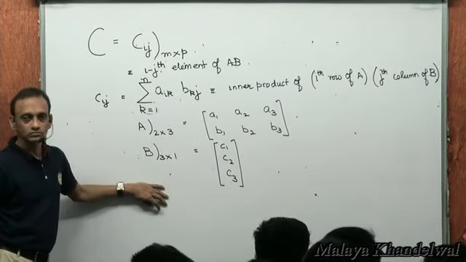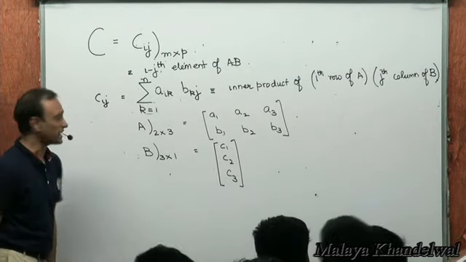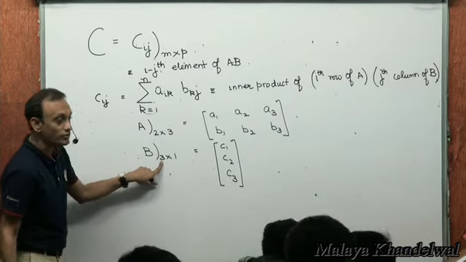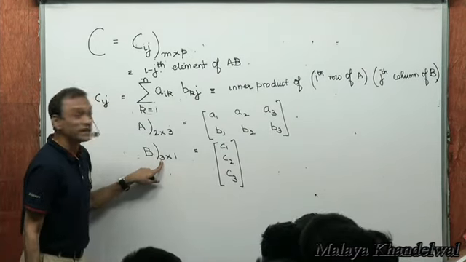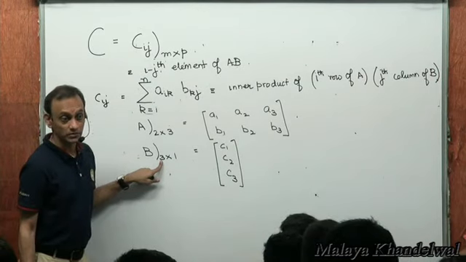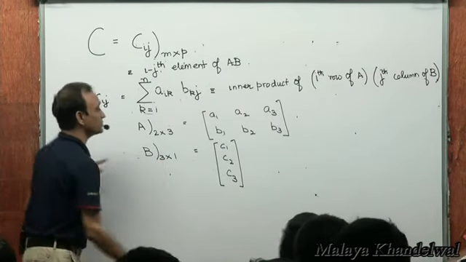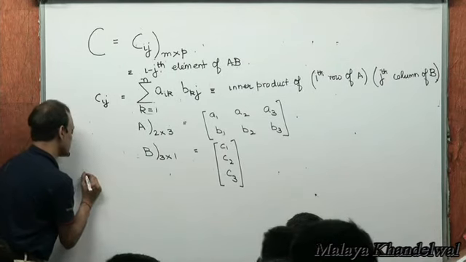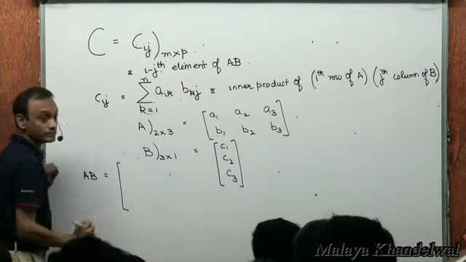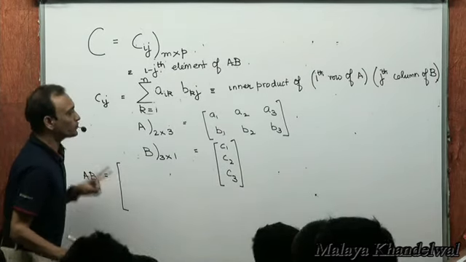Yes or no? Can I multiply these two matrices? Yes, because the number of columns of A equals the number of rows of B. So AB is possible, but is BA possible? No, BA is not possible. A into B is possible. So if I have to multiply these matrices AB, then that will give me another matrix. And so what would I do?